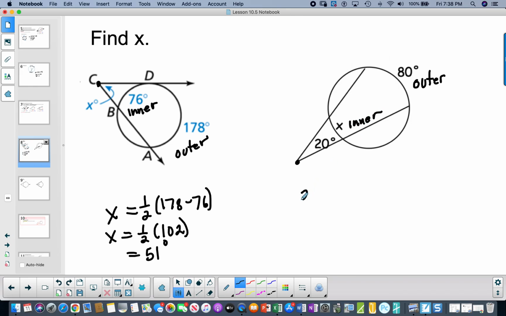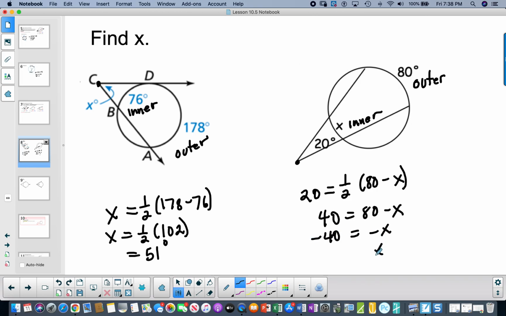Our angle 20 will be equal to 1/2 of the outer arc, which is 80, take away the inner arc, which is x. And again, I like to get rid of the 1/2. So that's 40 is equal to 80 minus x. And then negative x is equal to negative 40. And then we can say x is equal to 40.